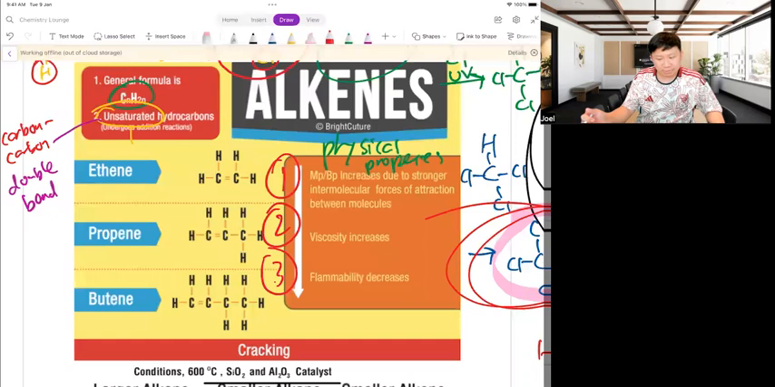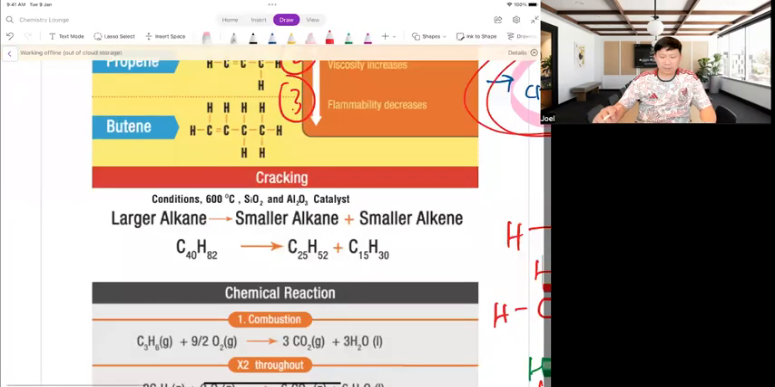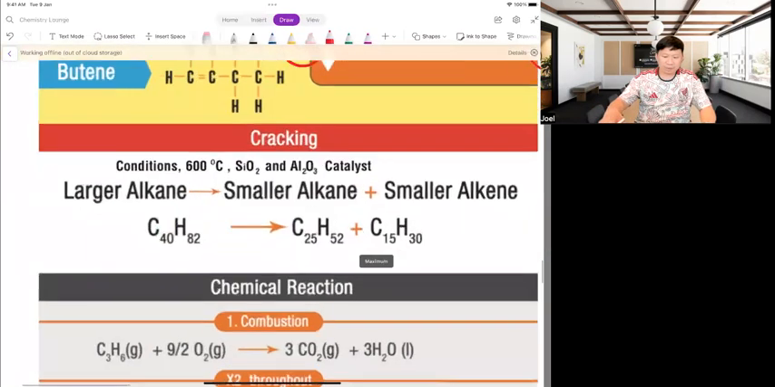Okay, right? Same thing. Then melting point: as the molecule gets larger, viscosity increases and flammability decreases, same from gas to liquid to solid. It's just that this one has no methane. Just know that. Okay. Now, first reaction of the day, cracking.